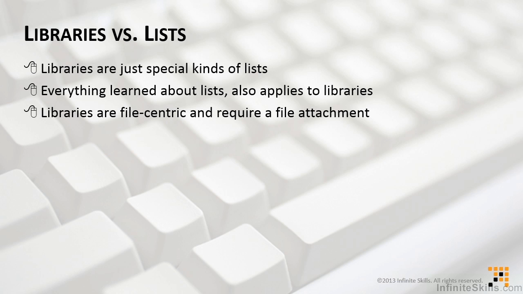The first thing to remember is that libraries are just special kinds of lists. Everything you know and have learned about lists also applies to libraries. Primarily, that libraries are made up of one or more columns, and that they also contain different views. What makes a library different from a list is a library must have a file attachment. They're file-centric, whereas lists could be just data.